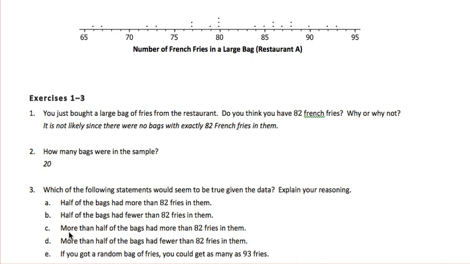Statement C, more than half of the bags had more than 82 fries in them. Well, that is not true because there are exactly 10 out of 20, which is 1/2. Same way with statement D, more than half of the bags had fewer than 82 fries in them. That is also not true. Then finally, statement E, if you got a random bag of fries, you could get as many as 93 fries. We do have one bag of fries that had 93 fries in them, so it is possible that if we got a random bag of fries, it could have as many as 93 French fries in it.